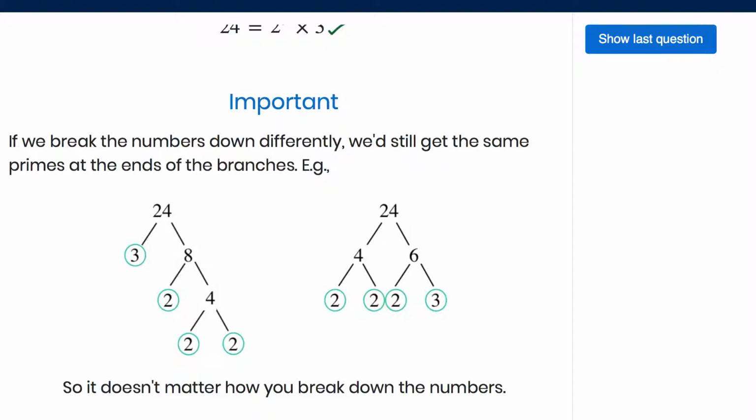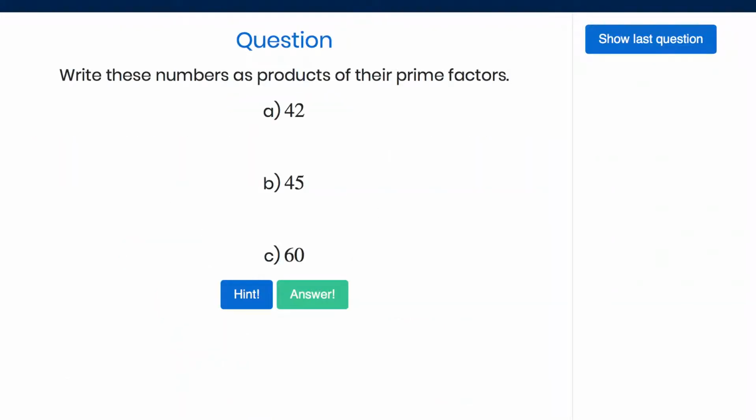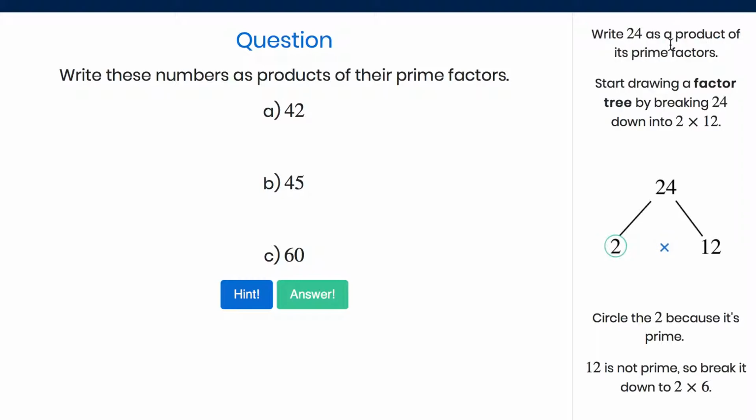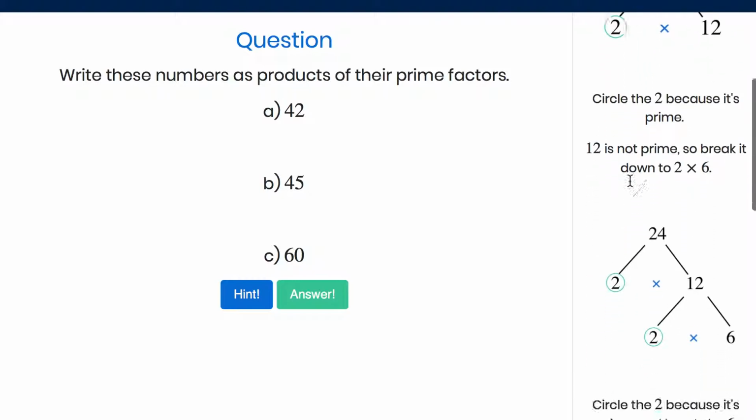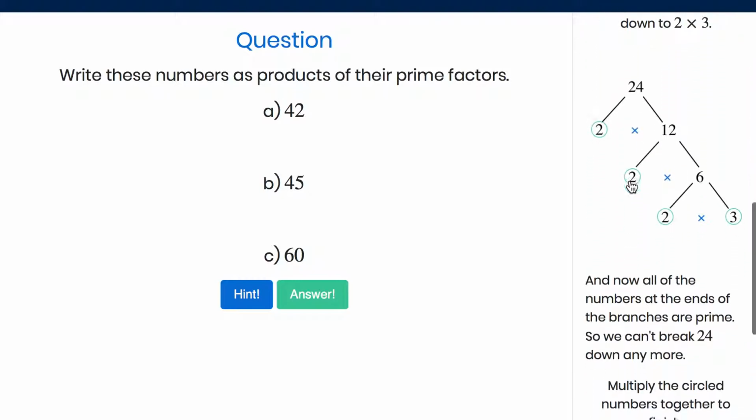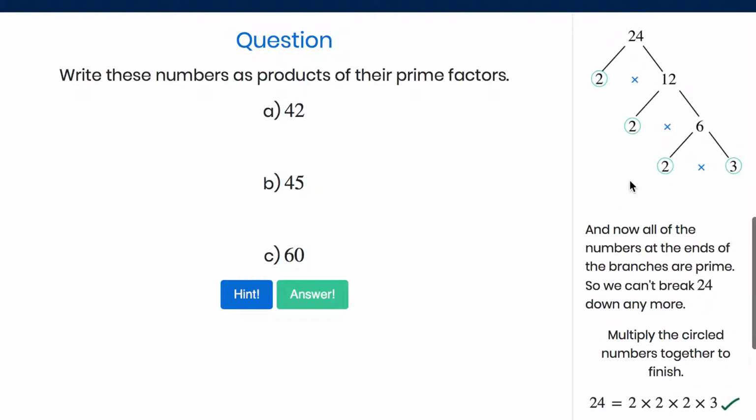Okay, now it is your turn. Here are 3 more for you to practice. Write these numbers as products of their prime factors. So draw factor trees, like the one shown here on the right hand side. Okay, pause the video and have a go. Okay, so here are the answers.